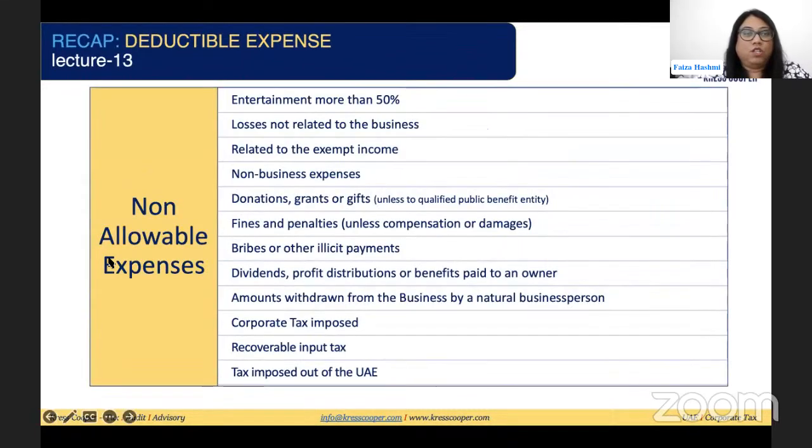So next, this is the example of what are the non-allowable expenses. Entertainment, if it's more than 50%, is not allowed. Losses if they're not related to business, any expenses related to exempt income, non-business expenses like we discussed before, any donation, grants or gifts, fines, penalties, bribes, dividend, profit distribution or benefit if it's paid to an owner, and corporate tax that's imposed, any recoverable input tax already taken in your VAT returns, and any tax which is imposed on you. These are all non-allowable expenses.